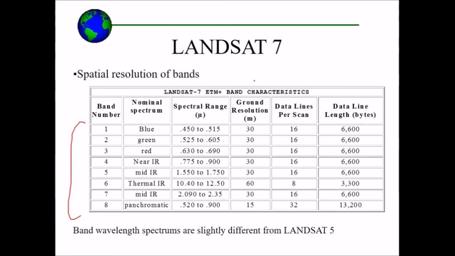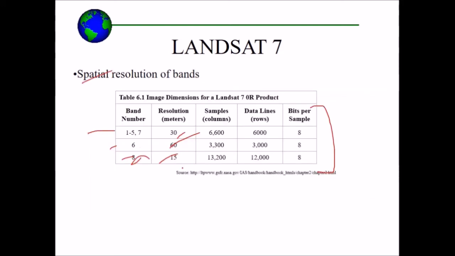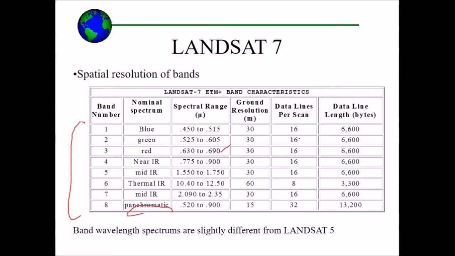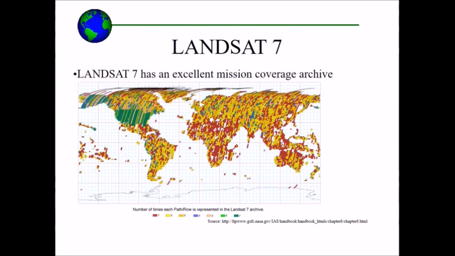You have 8 bands. So blue, green, red, NIR, MIR, and thermal IR, and mid IR, and panchromatic. So blue, green, red up till 0.69. Then you have 0.7 to 0.9, 1.5 to 1.7, 10.4 to 12.5, 2.09 to 2.35, and again 0.5 to 0.9, that is the panchromatic. So your eighth one is the panchromatic. So you have good resolution, 15 meter. Okay, band wavelength spectrums are slightly different from our Landsat 5. This is Landsat 7. This is an excellent mission coverage archive.